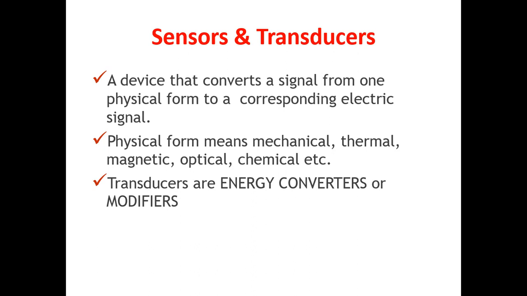In real life, we can find different types of sensors which are capable of transforming mechanical energy, thermal energy, optical energy, chemical energy, etc. So basically, transducers are energy converters, or a kind of energy modifiers. Whereas for sensors, the input is any kind of energy and the output is always in the form of electrical energy.